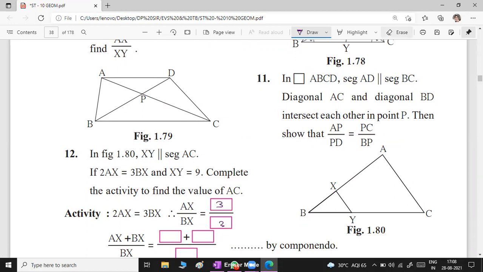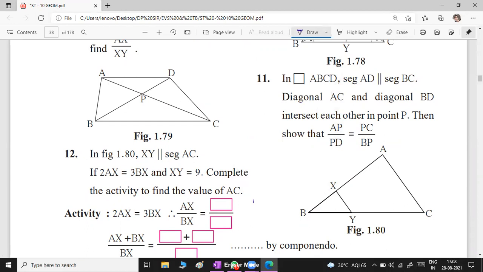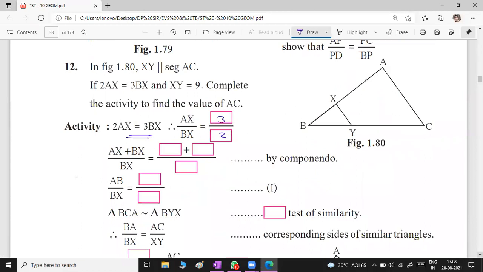This color it seems to be good, but it's very light. Okay. So here it's going to be 3 by 2. किधर से मिला? इधर से मिला. Going down, applying componendo. So add होएगा. So basically I am going to get here 3 plus 2 upon 2. Okay. Which is going to be 5 upon 2.